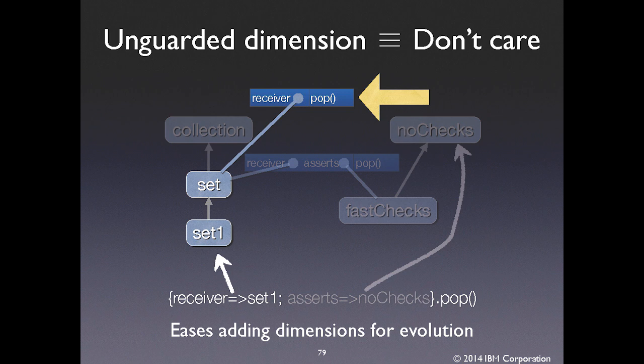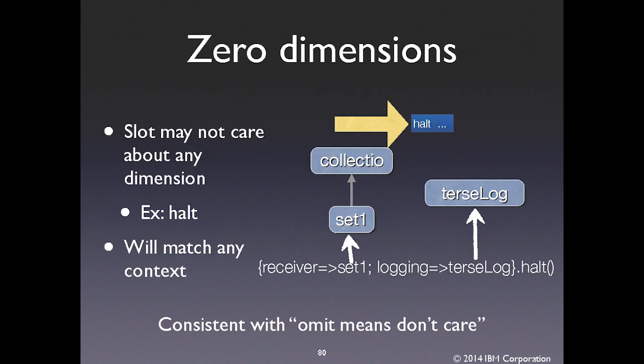What's nice about this rule is it's easy to evolve the system by adding new dimensions. I don't have to go back to every slot when I add a new dimension. I only have to add it to any of the slots that care. By the way, if a slot doesn't have any dimensions in its guard, if it's empty, that's a good old function.